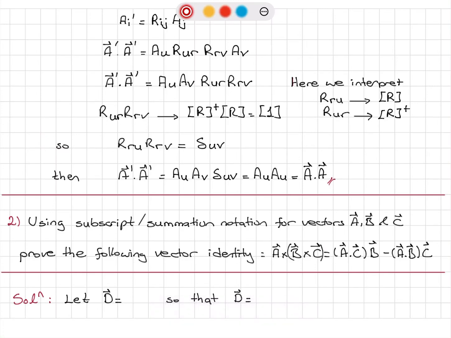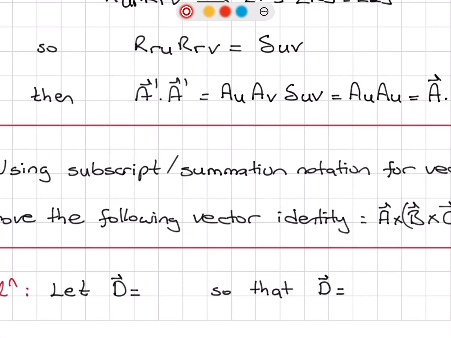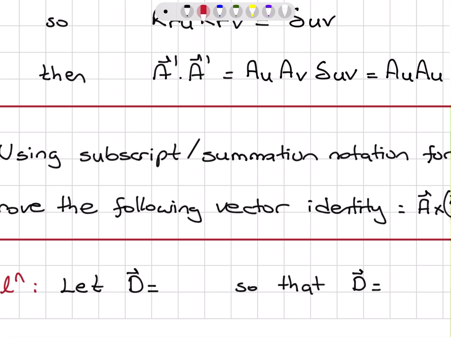We're going to solve one more example on subscript summation notation. The second example: using subscript summation notation for vectors a, b, and c, prove the following vector identity. A cross (b cross c) is (a dot c) times vector b minus (a dot b) times vector c.